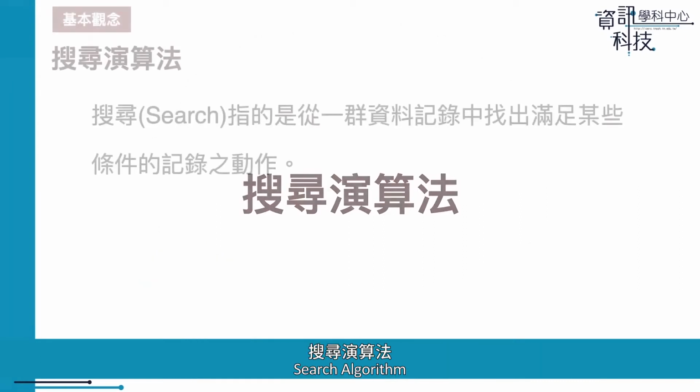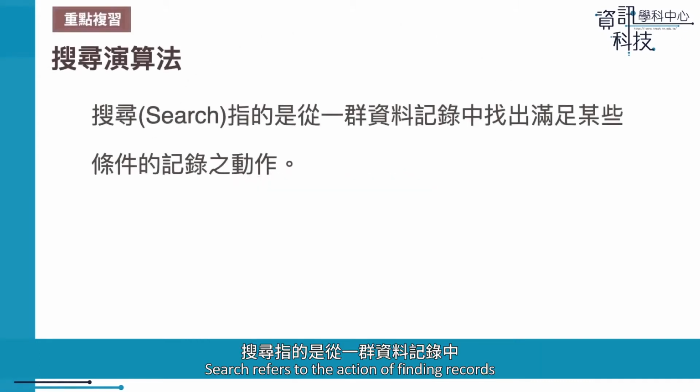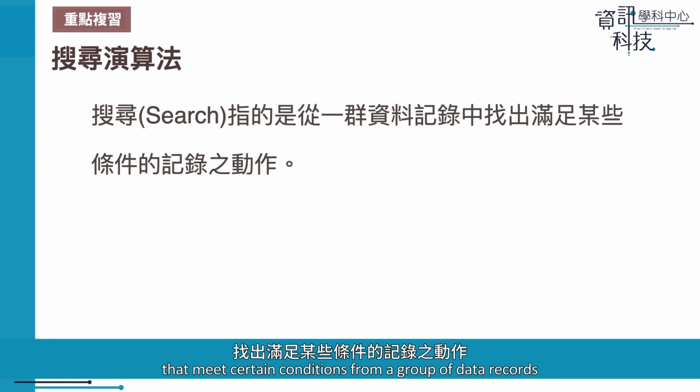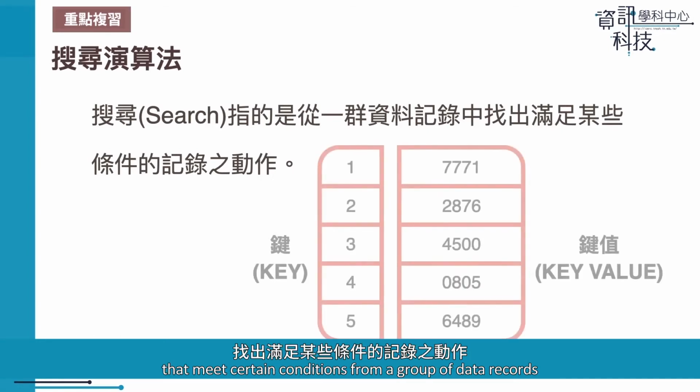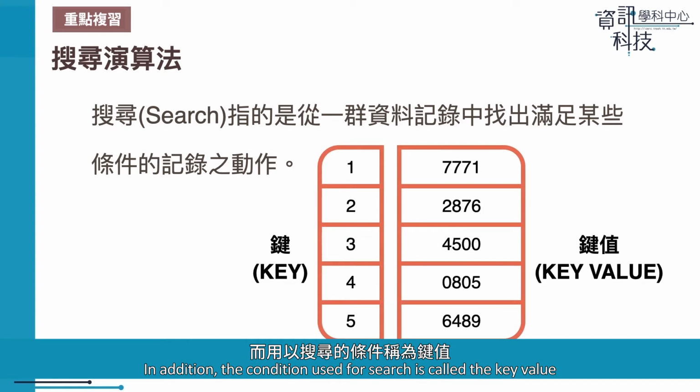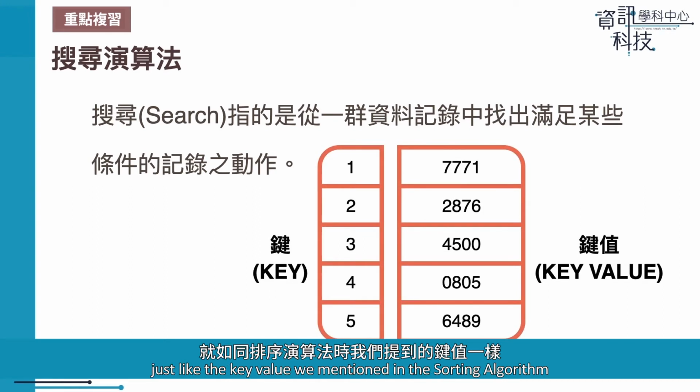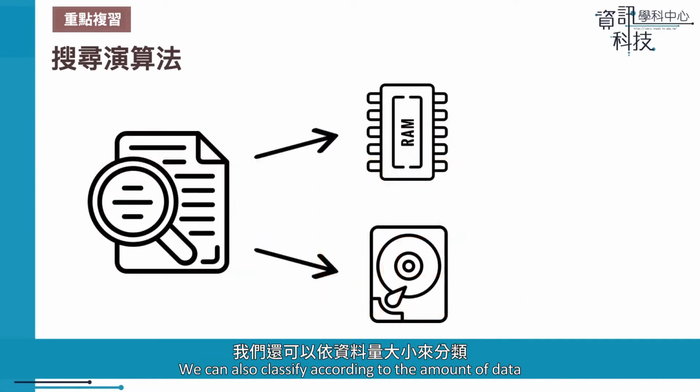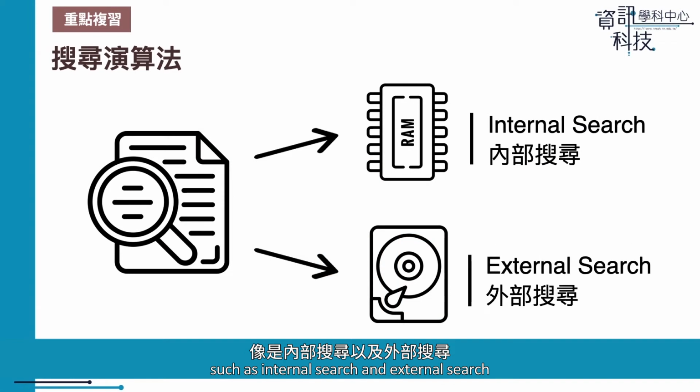Search algorithm. Search refers to the action of finding records that meet certain conditions from a group of data records. In addition, the condition used for search is called the key value, just like the key value we mentioned in the sorting algorithm. We can also classify according to the amount of data, search as internal search and external search.